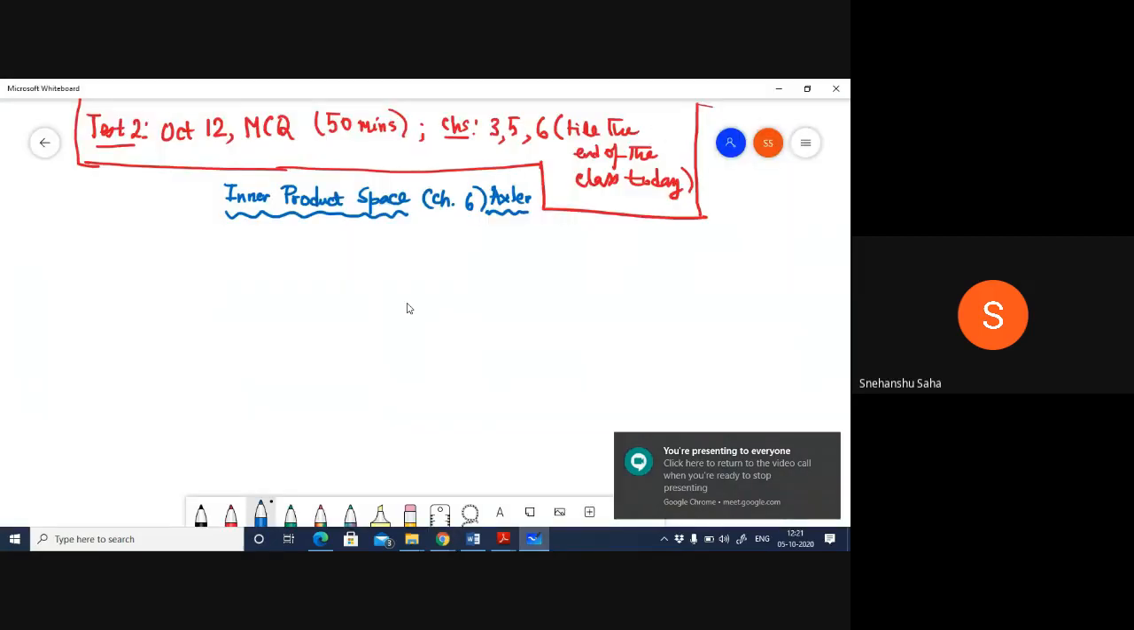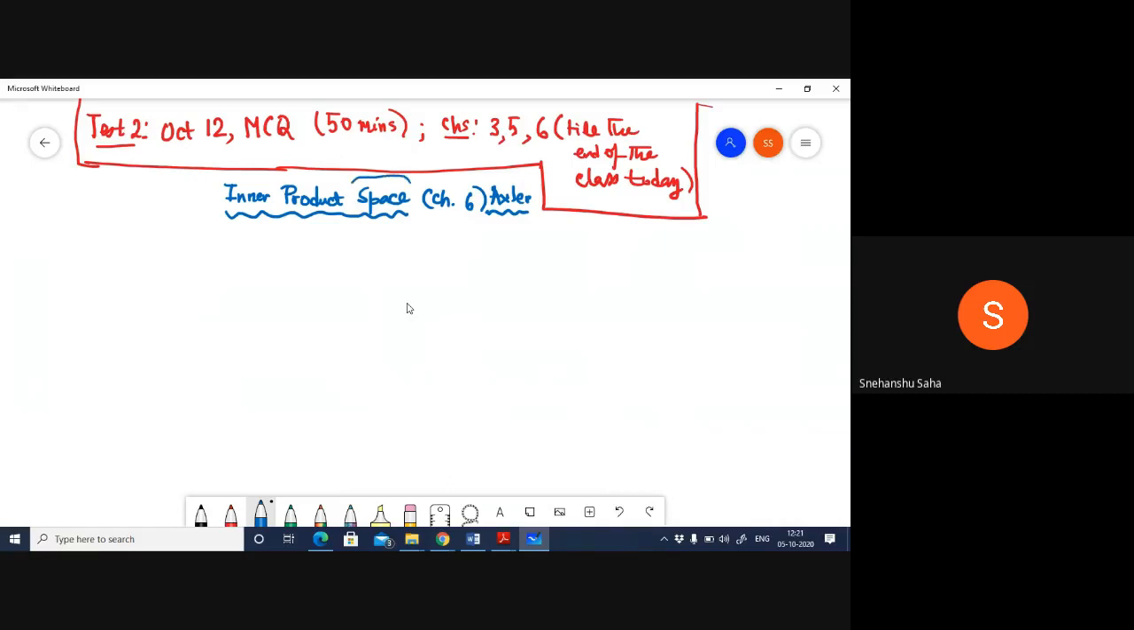Any idea, guys? Why am I calling it inner product space? So far we have spoken about vector spaces, different forms of vector spaces, subspaces, and linear transformations on vector spaces. And from that, we branched off to talking about eigenvalues and eigenvectors. So now I want to talk about inner product spaces.